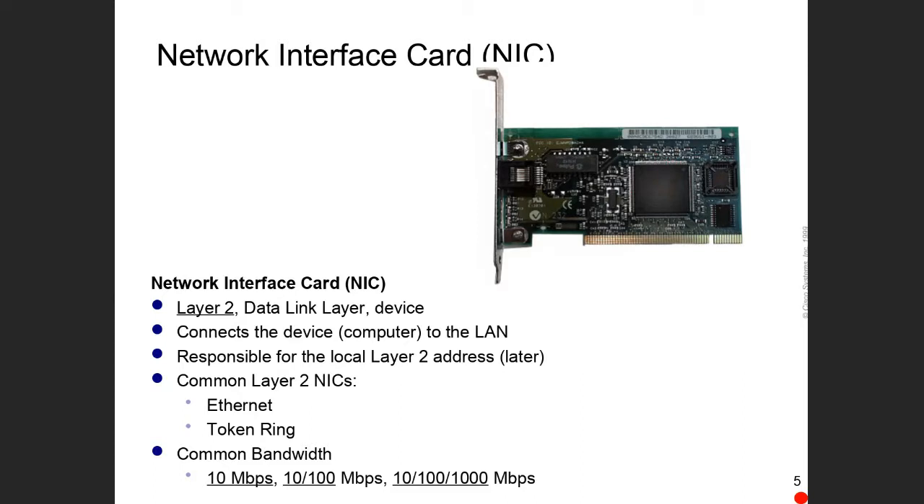So when we say something is a layer 2 device, like a NIC card is a layer 2 device, an Ethernet switch is a layer 2 device, it really has a lot of layer 1 functionality because it has to be able to communicate with the wires. But its sophistication rises to the level of layer 2.